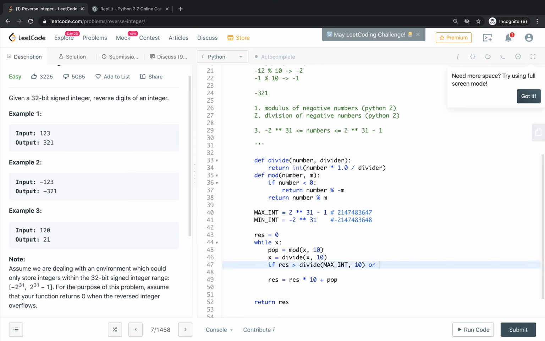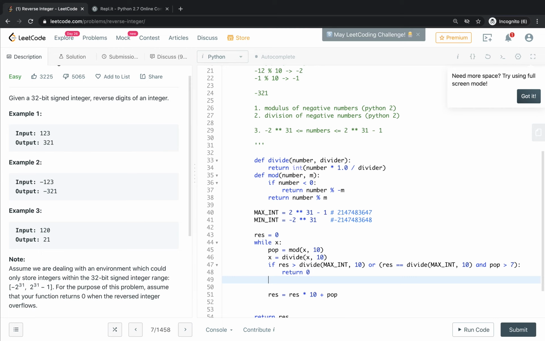Or if res is equal to the same thing, and pop is greater than 7. What this is saying is, if we're exactly at this number, then what would cause the next number to make us overflow? If it's a 7, we don't overflow, but if it's an 8 or a 9, we're going to overflow. So if it's greater than 7, we would overflow. If that's the case, we'll just break directly out of this loop and return 0.